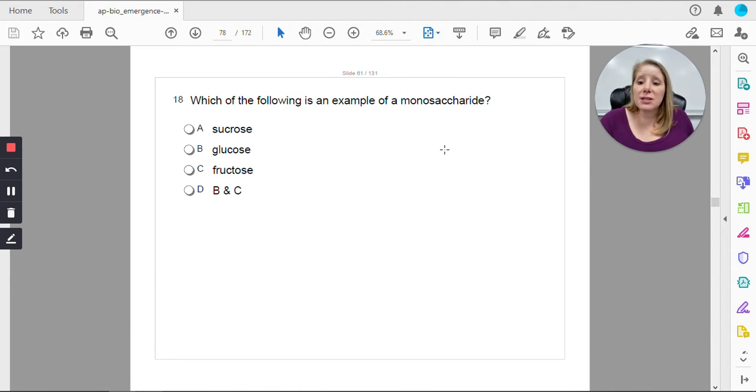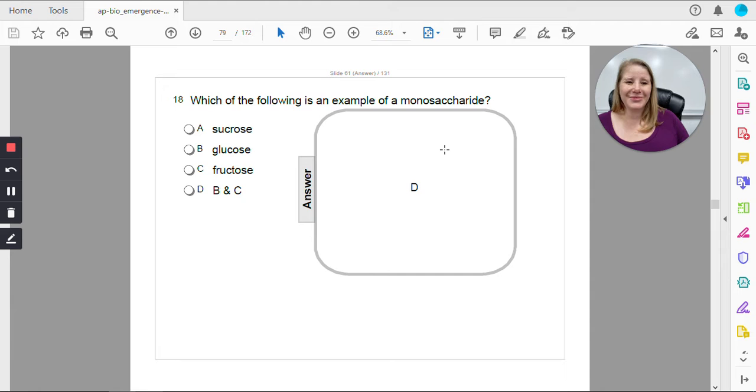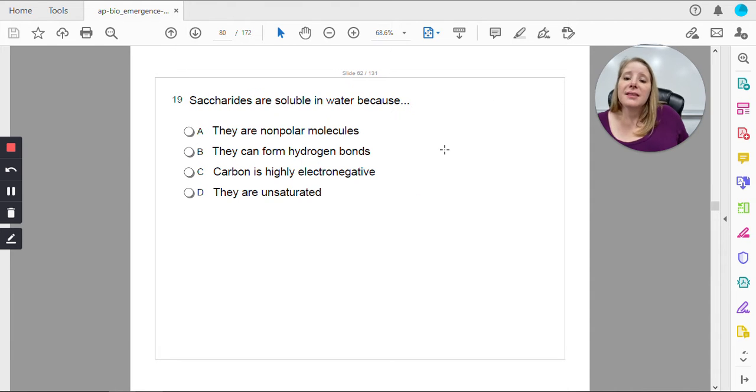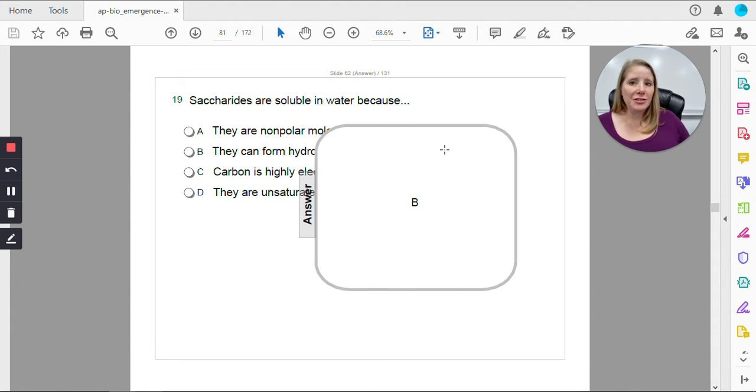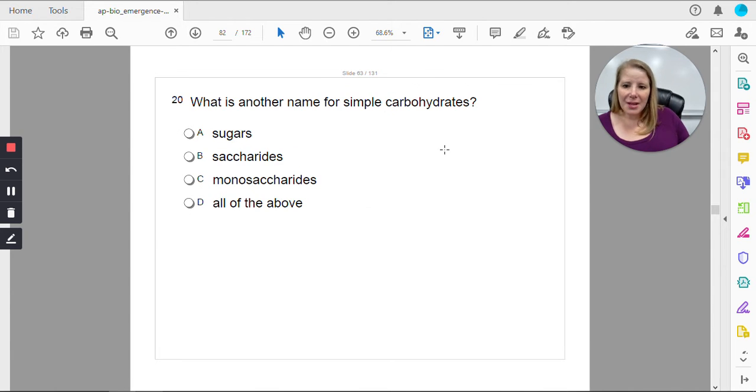So, questions. Which of the following is an example of a monosaccharide? Sucrose, glucose, fructose, or both? Did you say both? Good job. Okay. Saccharides are soluble in water because they are nonpolar, they can form hydrogen bonds, carbon is highly electronegative, or they are unsaturated. Did you say B? They can form hydrogen bonds? That is true.